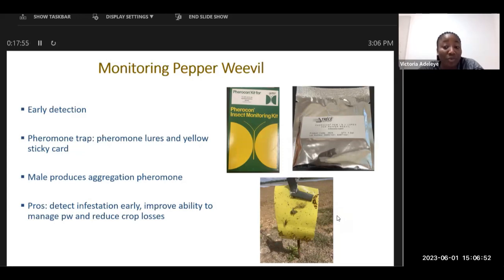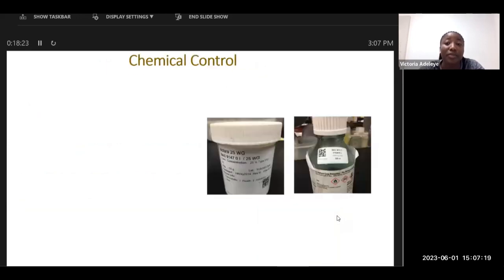The male pepper weevil produces aggregation pheromone, and studies have been done to identify the aggregation pheromone for pepper weevil, and it's being sold commercially. These lures contain some chemical compounds that attract both males and females. And some of the importance of using the aggregation pheromone is to help detect infestation early and also help to improve the ability to manage pepper weevil and reduce crop losses.